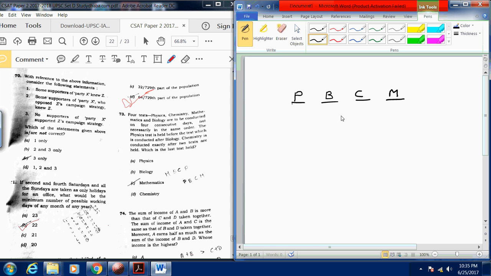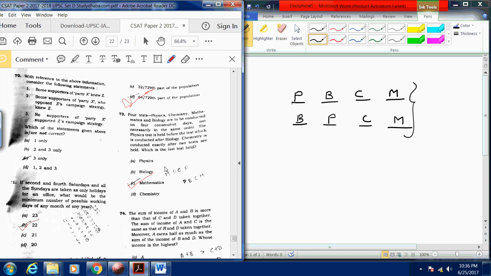So you can have maths. Another option you can have is that the physics test is conducted before the test which is conducted after biology. So after biology you can have maths. So these are the 2 options. So the last test will of course be mathematics.